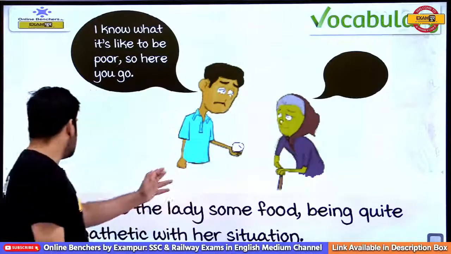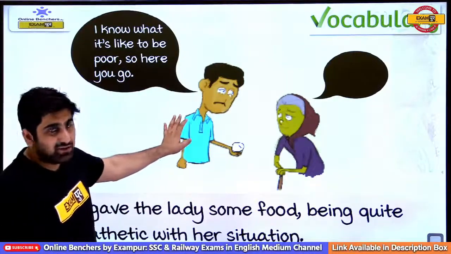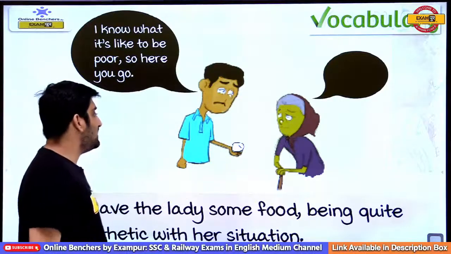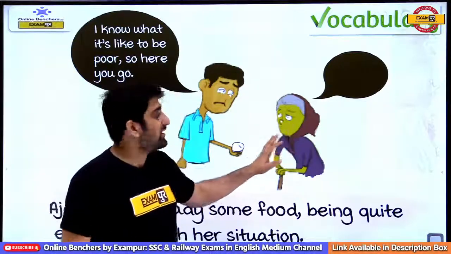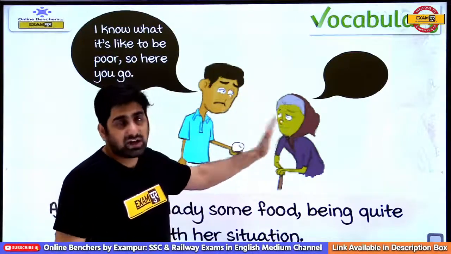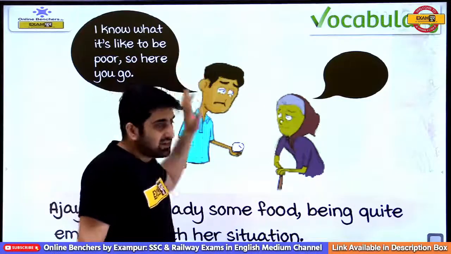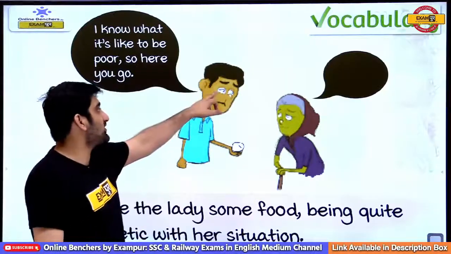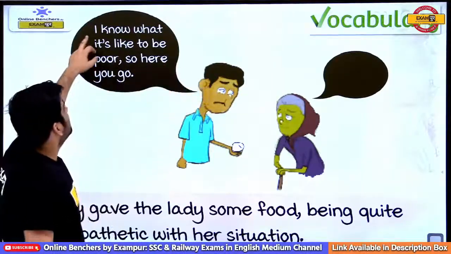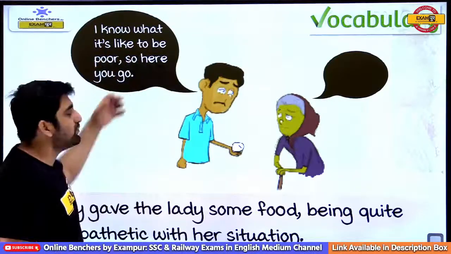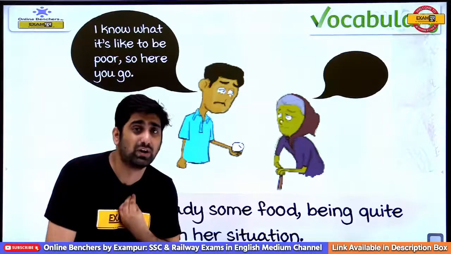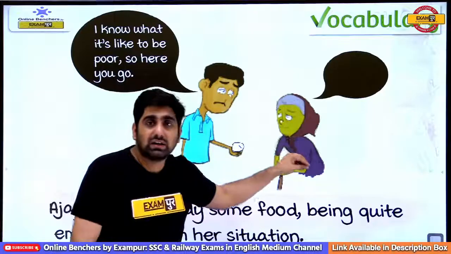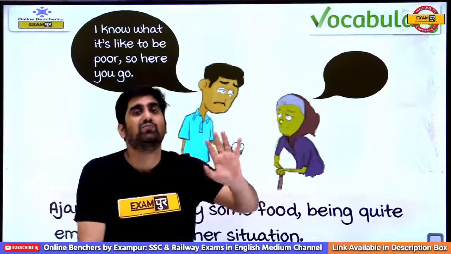Okay, so guys, if you look at this story, you will realize that here we have two people. One is Ajay, not Ajay Devgan, he is Ajay, and now we have a needy lady who is hungry, has not eaten for a very long time. So what Ajay does, when Ajay saw this poor hungry old lady, his eyes are filled with tears and he says, I know what it is like to be poor. मैं जानता हूं कि गरीब होना आखिर क्या है. So here you go, और उसने उसको खाने के लिए कुछ और साथ में कुछ पैसे दे दिए.